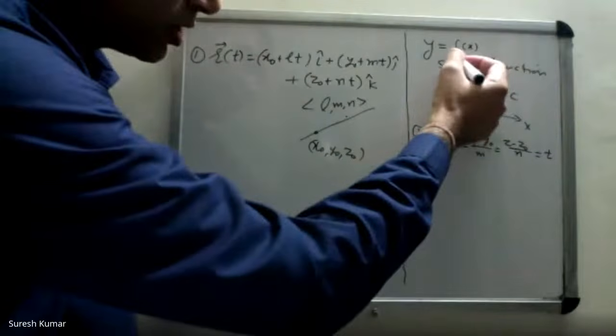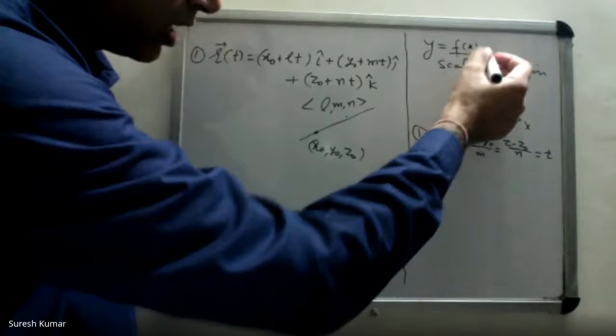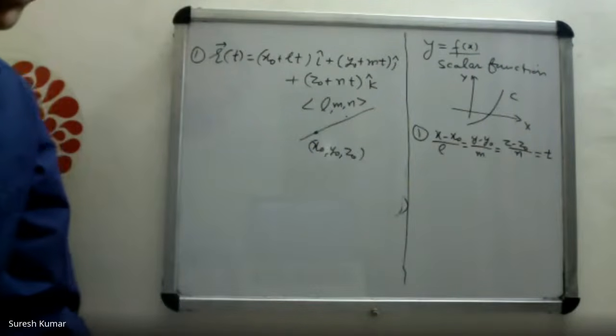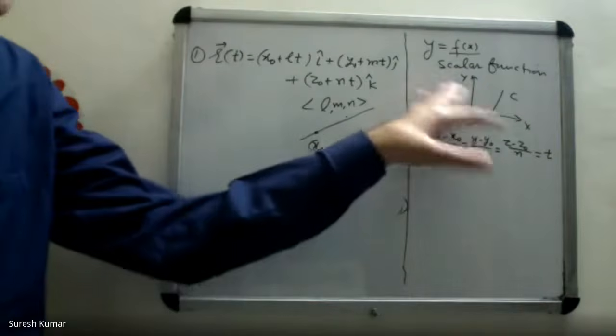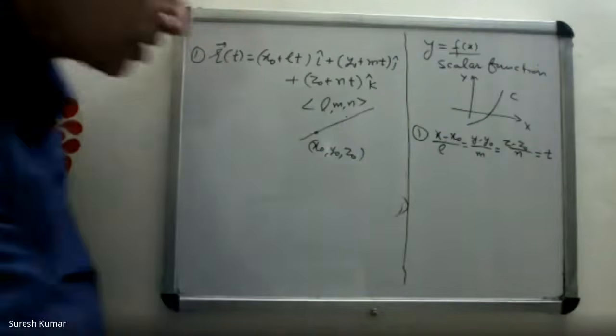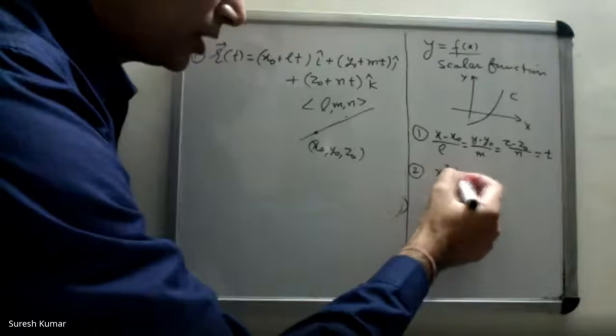So what is the difference graphically between a scalar function and the vector function? Scalar function output is a scalar, isn't it? You are not seeing any vector. Its plot is simply a two-dimensional curve. Its plot lies in xy plane only. But for this, the plot is in three-dimensional space. Output is a vector. So what is the difference between a scalar curve and vector curve?